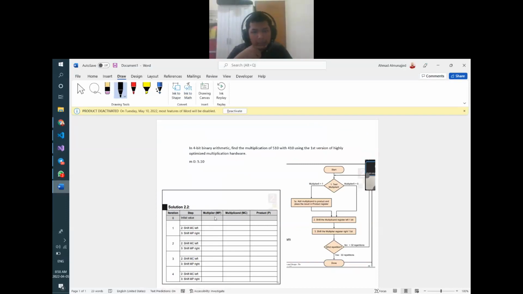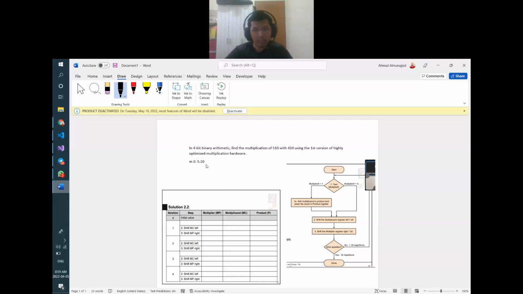In the first iteration, zero, the first step you need to put the initial value. And then the 5 base 10 and the 4 base 10 you need to convert into binary. First of all, the initial value is 1 and 0. But you need to identify which one is multiplicand and which one is multiplier. In this question, a multiplication of 5 base 10 with 4 base 10. According to the notes given, 5 base 10 should be the multiplicand and 4 base 10 should be the multiplier.